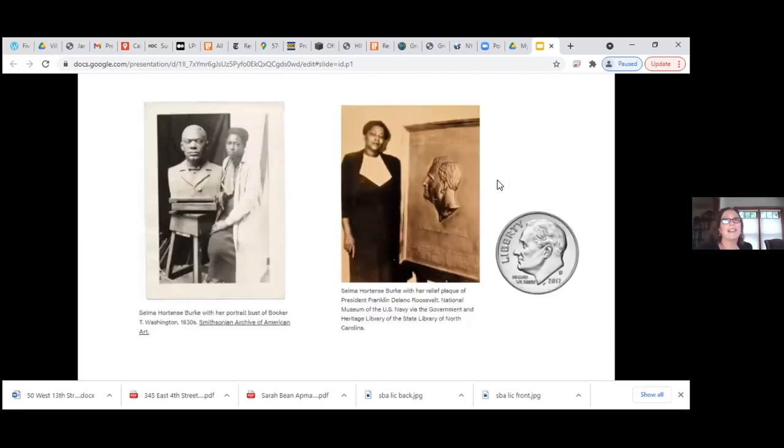However, a colleague of mine, while researching another topic, found that another significant artist lived and worked here. Quote, one of the most notable sculptors of the 20th century, according to the National Women's History Museum, the Harlem Renaissance artist, educator, and self-described people sculptor, Selma Hortense Burke, lived and worked at 88 East 10th Street from 1949, according to New York City directories. And while here, Burke completed her most renowned work, a 2.5 by 3.5 foot relief plaque commemorating Franklin D. Roosevelt, which was used as a model for his image on the US dime coin.